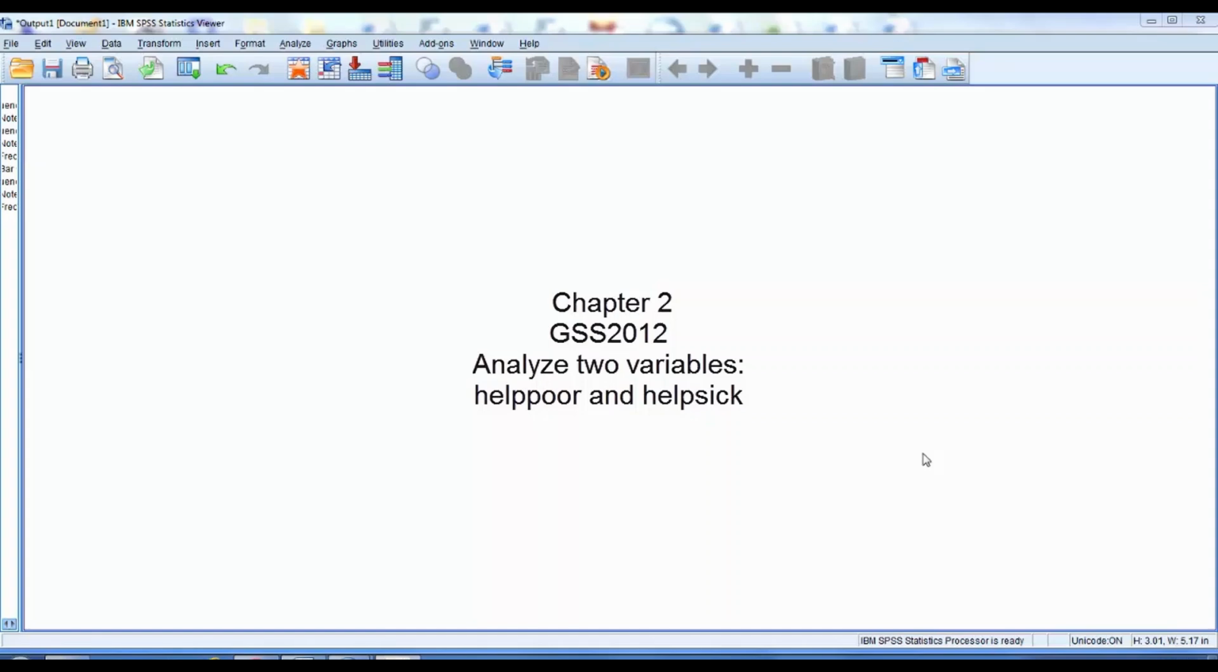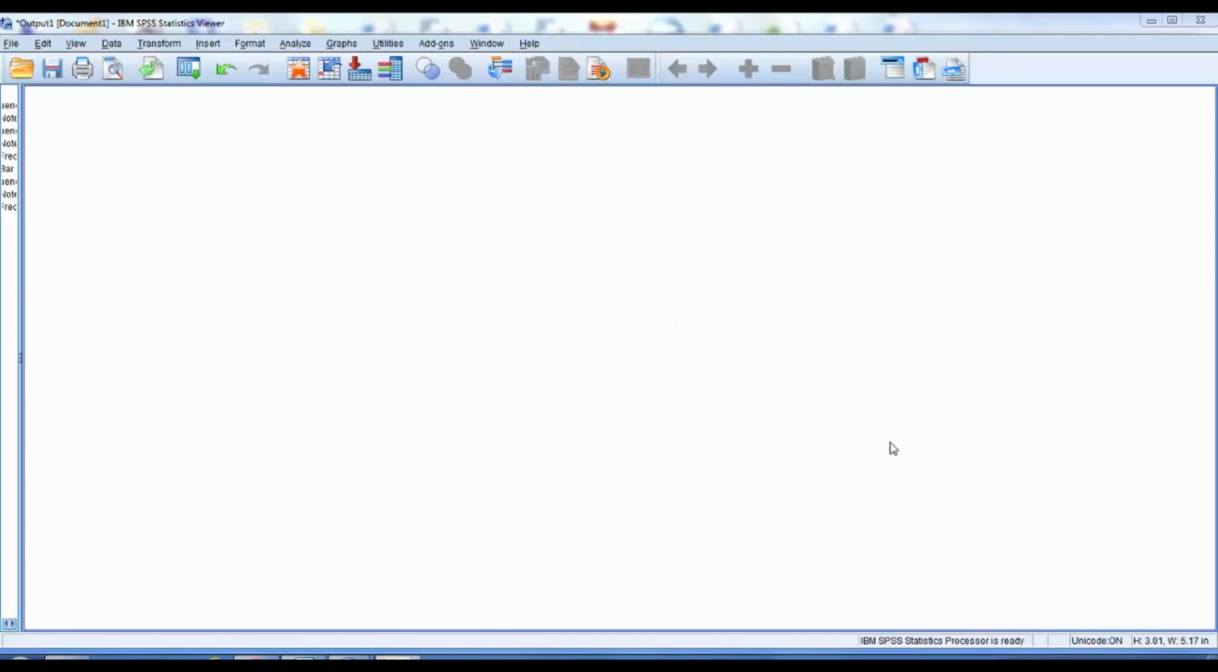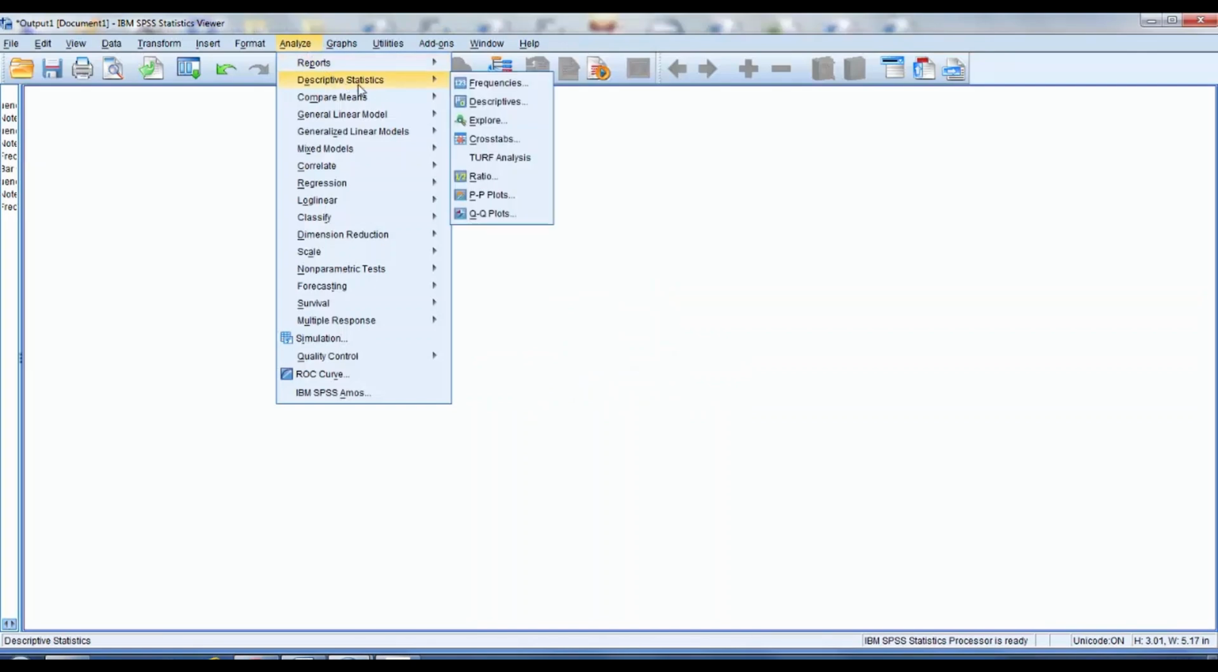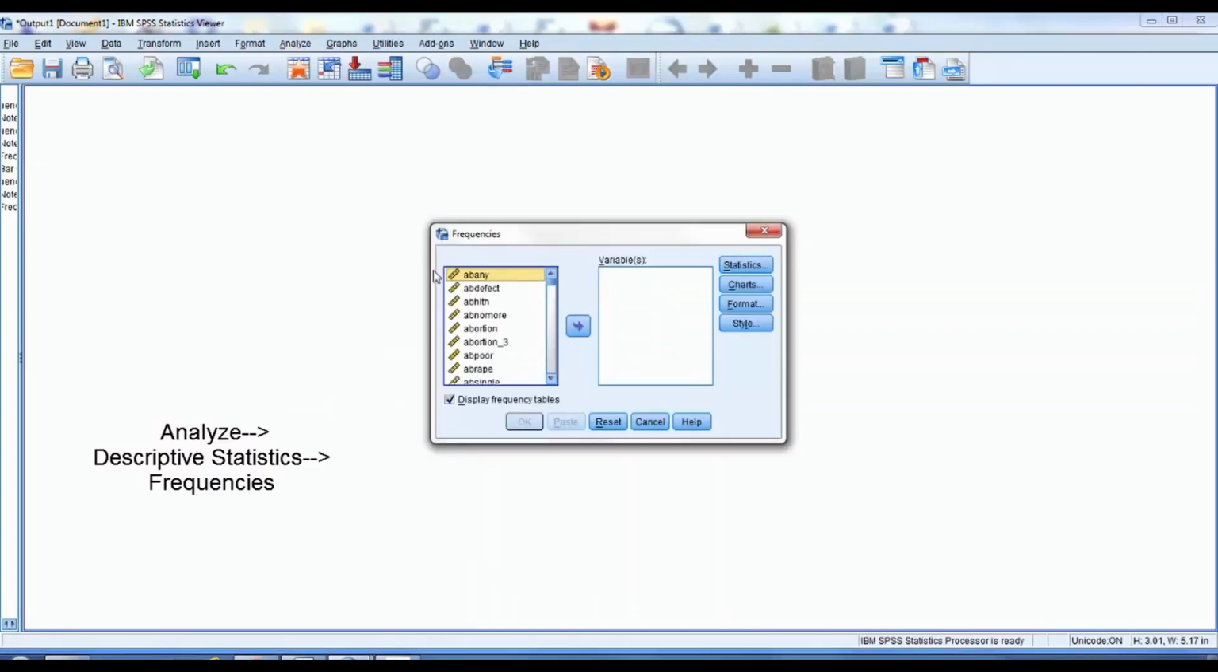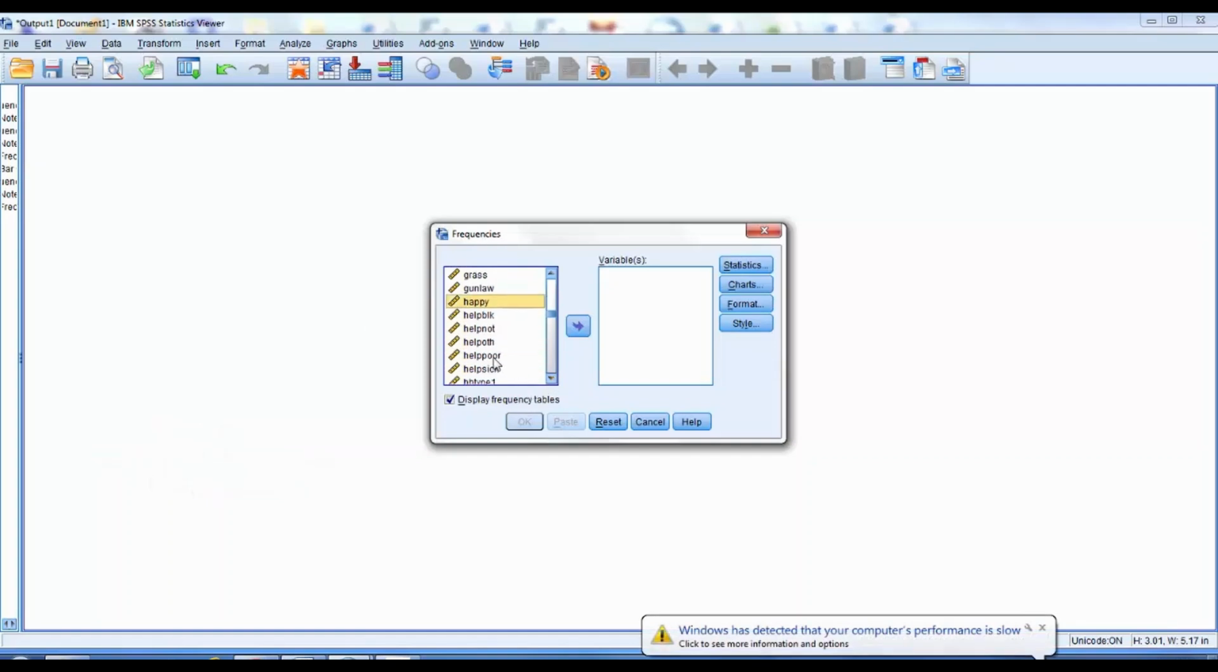I have the GSS 2012 data set open, and I'm going to click Analyze, Descriptive Statistics, Frequencies. The two variables are help poor and help sick. Let's go down here to the H's. Help poor and help sick.